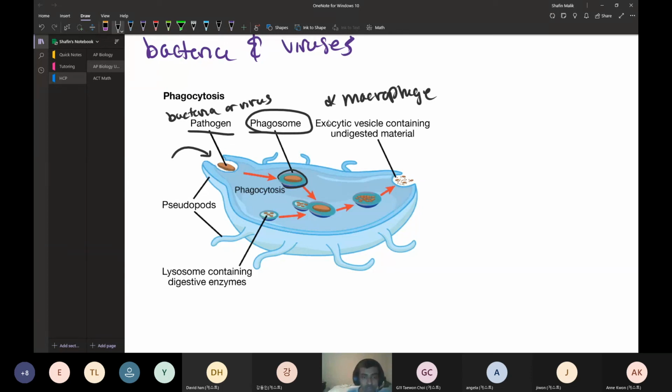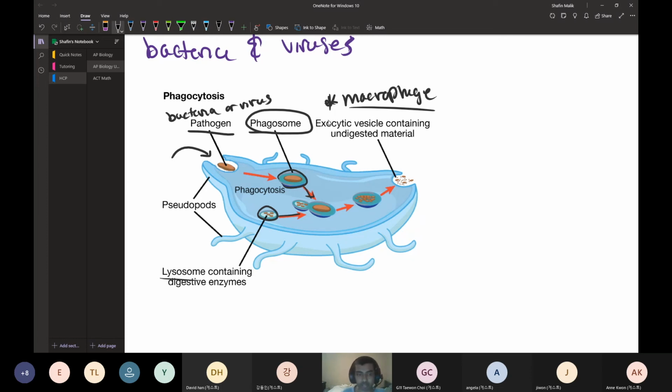Now, these are the lysosomes inside the white blood cell, which will be used to break down the bacteria. So if this was a granulocyte instead of a macrophage, it would say granules instead of lysosome. But either way, the same thing would happen. This lysosome will combine with the phagosome, which has the bacteria, and will form one large vesicle.